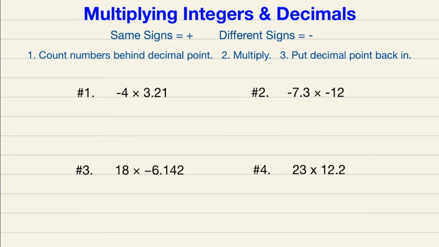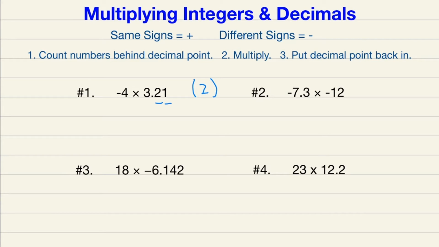So if we take a look at number 1, we have a negative 4 times a positive 3 and 21/100ths. They have different signs. So after I go about multiplying these, I know my answer has to be negative since they have different signs. So let's start multiplying. The first thing we want to do is count how many numbers are behind the decimal point. Negative 4 does not have a decimal point, so there's none behind our 4. If we look at 3 and 21/100ths, there are 2 numbers behind our decimal point, a 2 and a 1. So on the side over here in parentheses, I'm going to put a number 2.